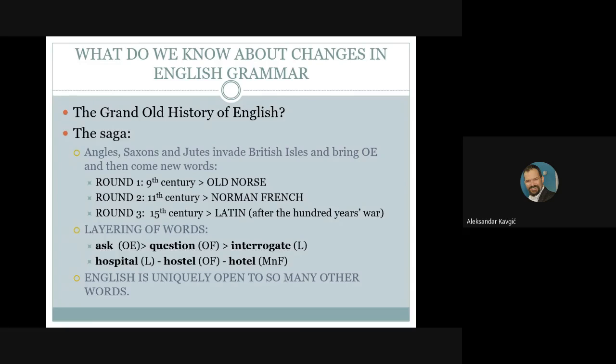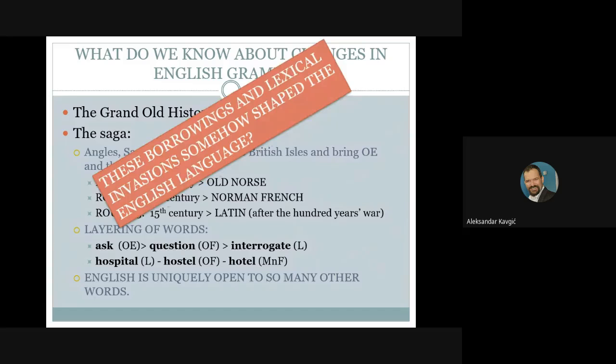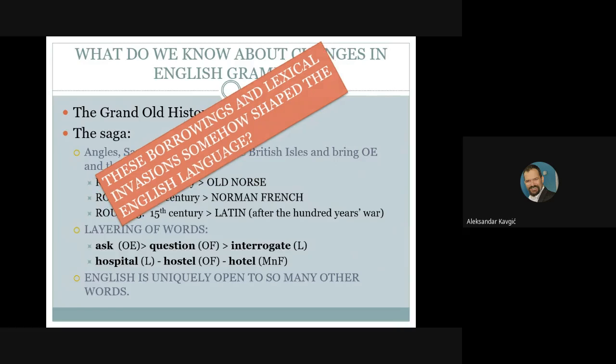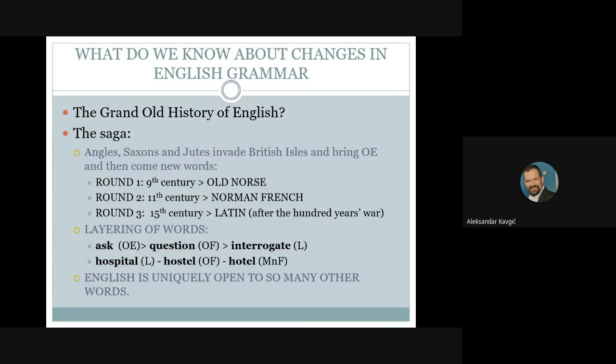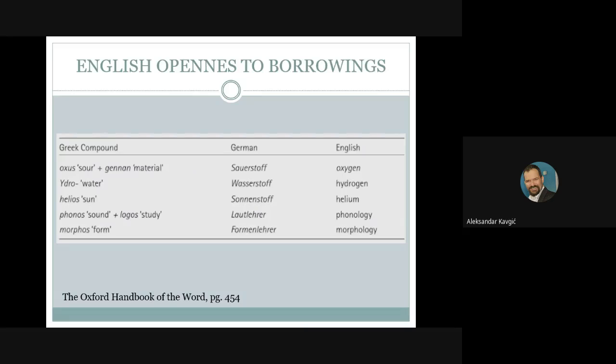But is it really possible, when you think about it, that these borrowings and lexical invasion, because English was so open to other words, somehow led to the new form of the English language? You know, they try to explain this, they give examples. They say, you know, English never tried to create its own words.